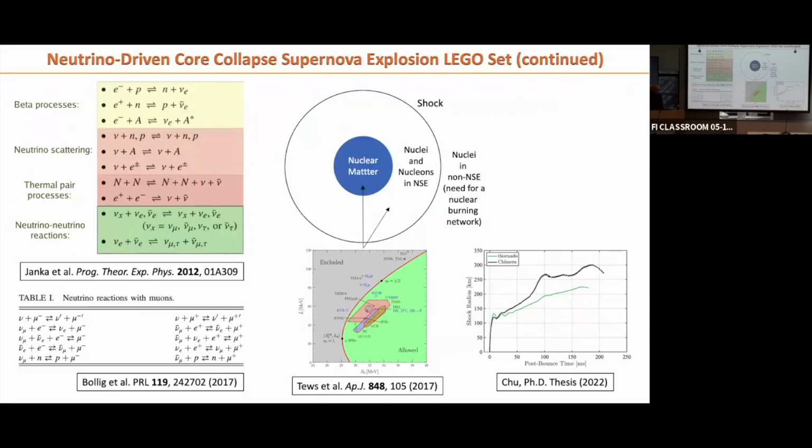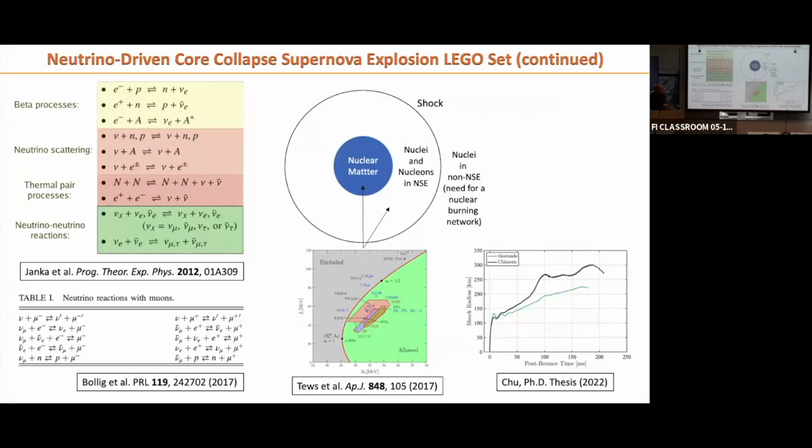And then finally here, when you get out ahead of the shock, you get into regions that are not in nuclear statistical equilibrium. And when you're in a region of non-NSE, then you need an entire nuclear reaction network in order to understand how your nuclear species evolved in this hydrodynamic flow.